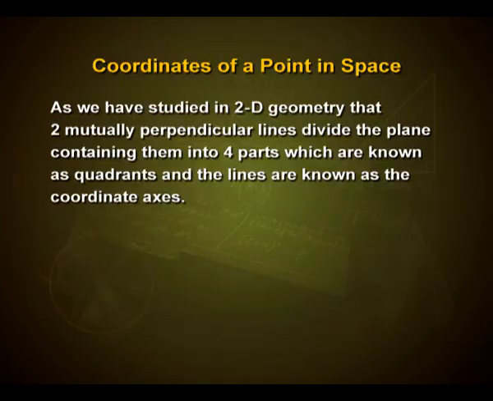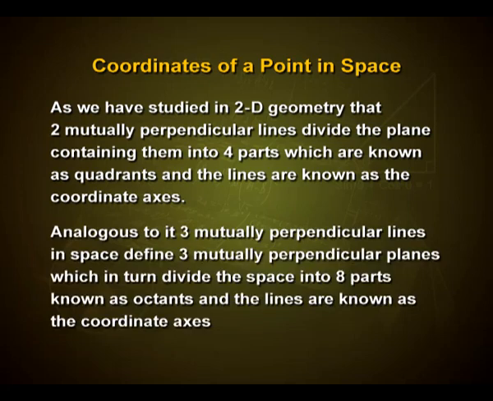As we have studied in two-dimensional geometry, two mutually perpendicular lines divide the plane containing them into four parts, which are known as quadrants, and the lines are known as the coordinate axes. Analogous to it, three mutually perpendicular lines in space define three mutually perpendicular planes which in turn divide the space into 8 parts known as octants, and the lines are known as the coordinate axes.